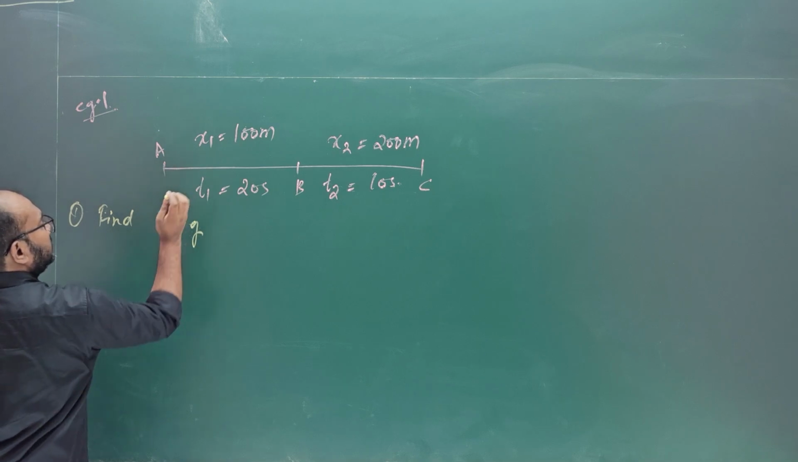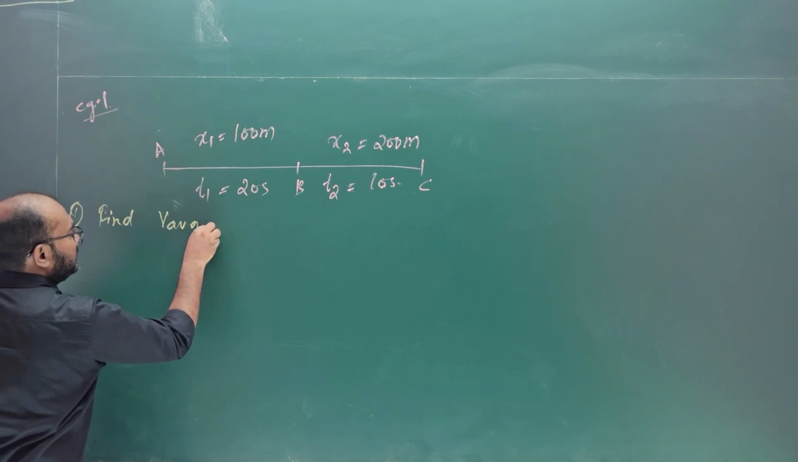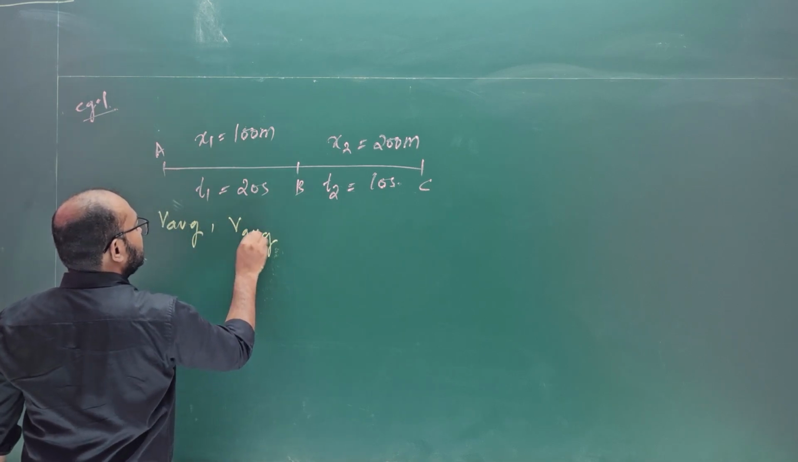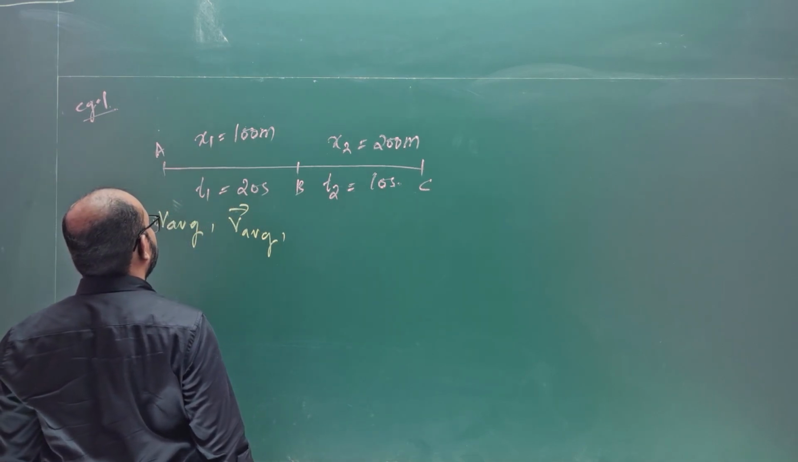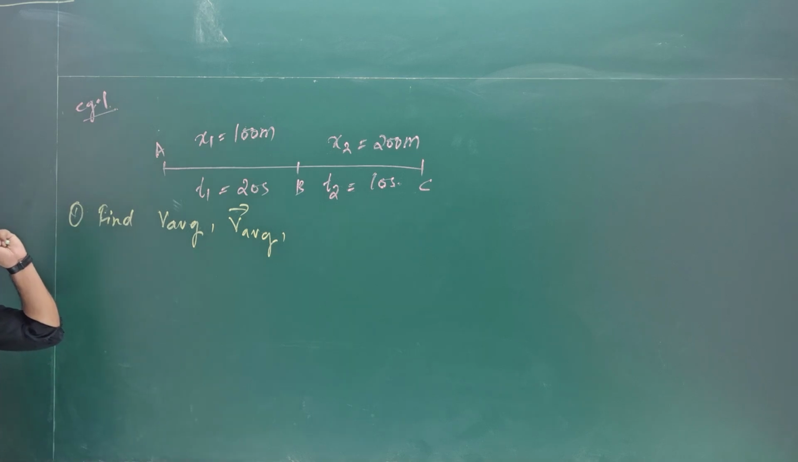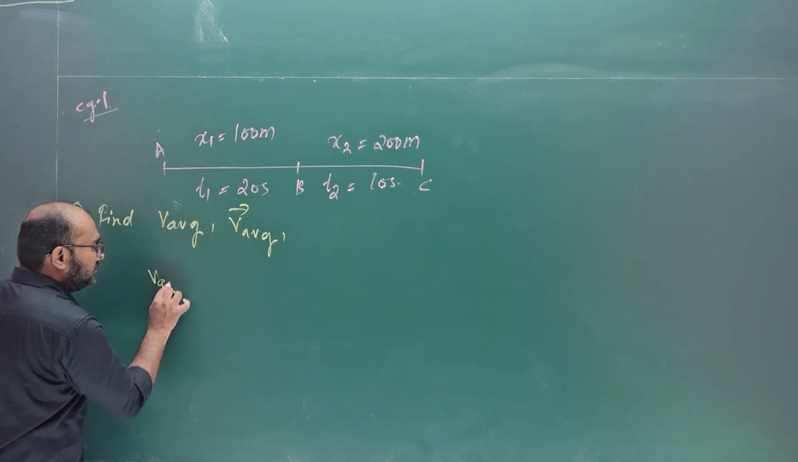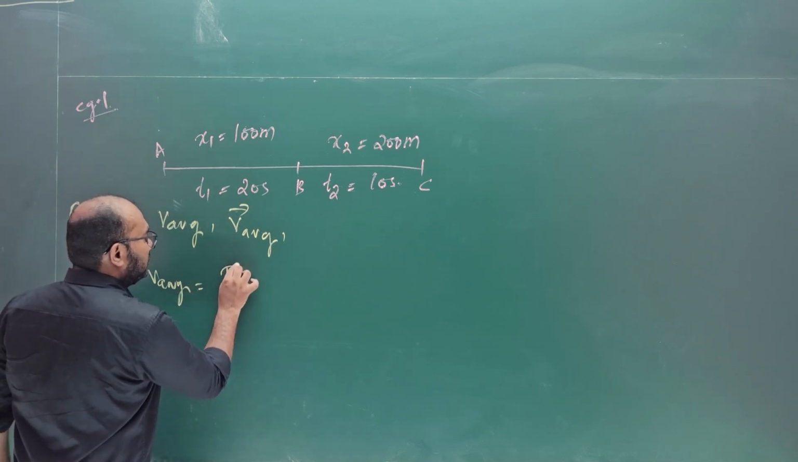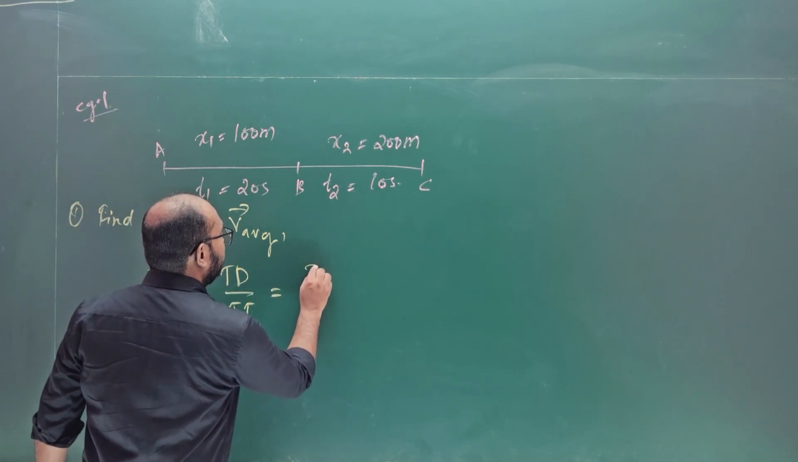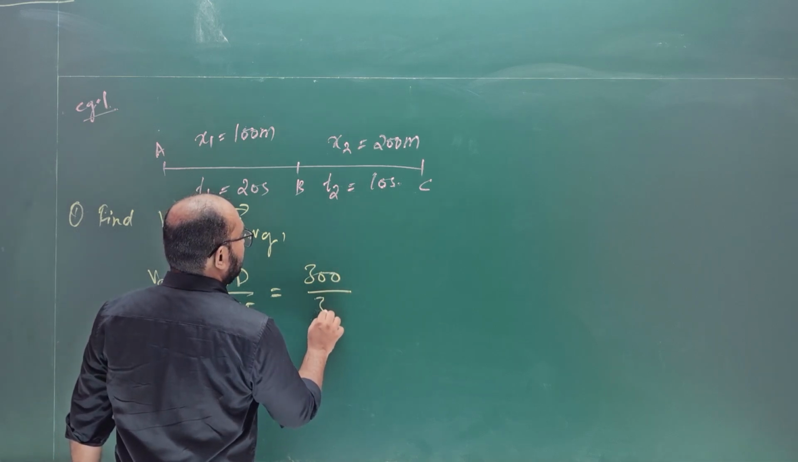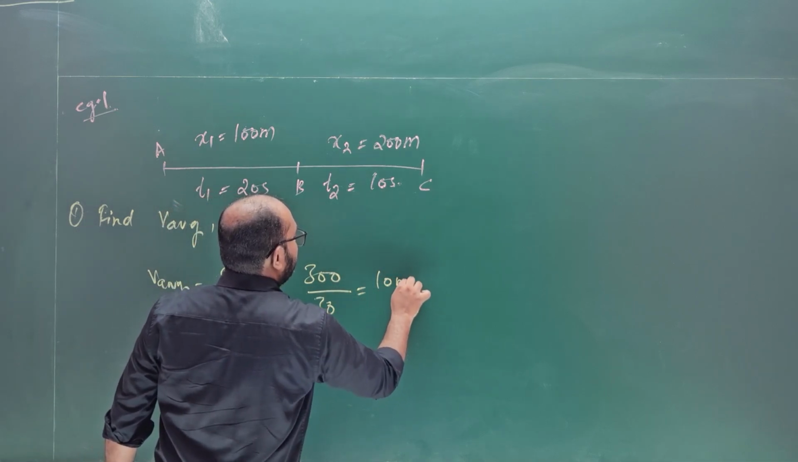Okay. Then the second is average velocity. Calculate the answer. Okay, shall I? So the average speed formula: V average is equal to total distance upon total time, and the total distance is 100 plus 200, 300, upon 30 seconds. So can I write 10 meter per second?